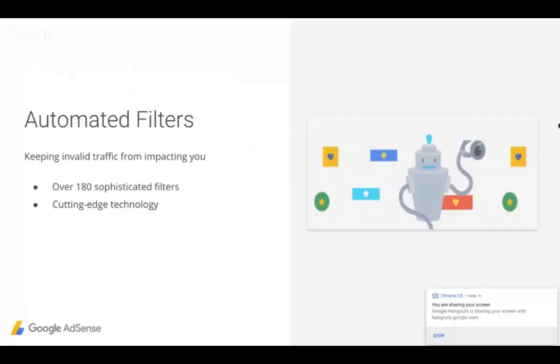So to talk about some of our automated systems in a bit more detail and understand what they do, let's talk about automated filters first. Automated filters are aimed at keeping invalid traffic out of our networks. We have more than 180 sophisticated filters running in our systems, which are aimed at taking out the invalid traffic. These filters are based on cutting-edge technology, and they are also monitored by a team of human analysts who are completely devoted to keeping these filters in check so that they are working at their peak efficiency.